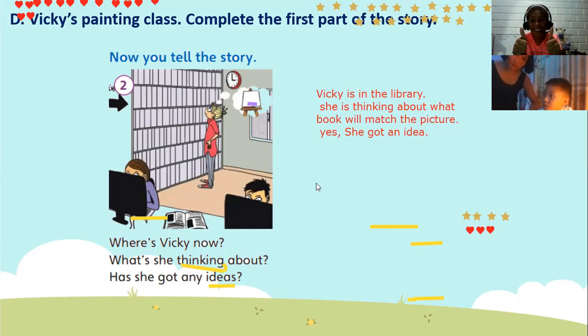Okay? Yes. Okay, so we can see Vicky is in the library and she is thinking, what book do I need to get? Okay, and she gets the best book, okay? Yes. Okay, very good. Do you understand what teacher Anne tells you? Yes.